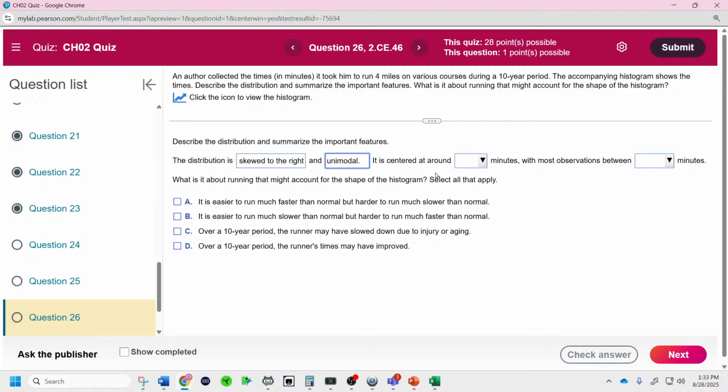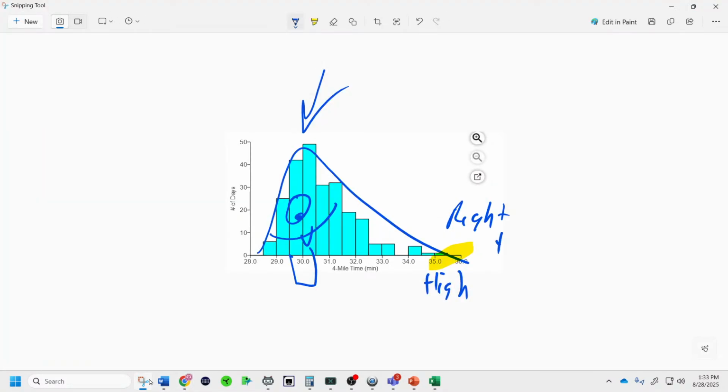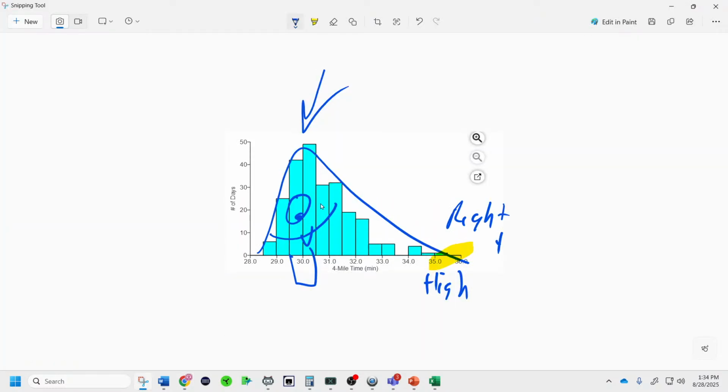And with this, it is centered around, well, wherever the mode is. So it's centered around 30. That looks to be like a big tooth right there. And so it's centered around 30. That's the only one that includes 30. 30 to 31? Yeah. Probably. I think 30 to 31.